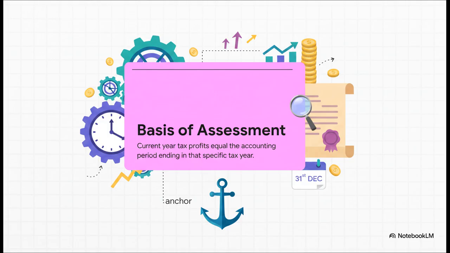And before we even start with the math, we have to understand the timing. The basis of assessment is the foundational rule here. It simply states that under the current year basis, your tax profits for the year are equal to the profits of the accounting period that ends in that specific tax year. So for example, if your accounting year ends on December 31st, those are the profits that fall into that specific tax year's assessment. It's literally the anchor for everything else we're going to do.